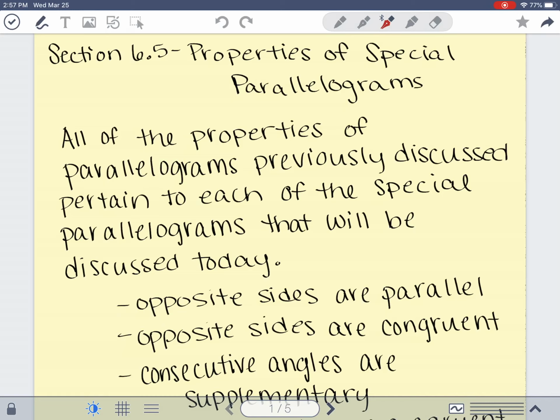Hey everyone, we are going to get into section 6.5 today on properties of special parallelograms.